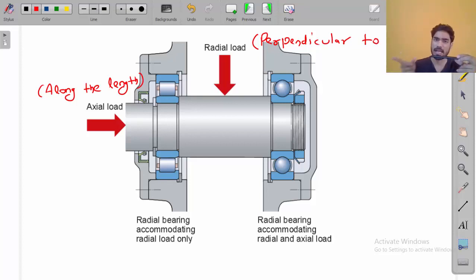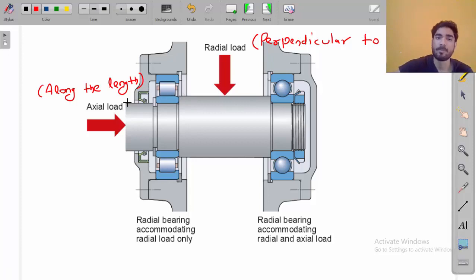Axial load means along the length, in the direction of the length. Radial load means perpendicular to the direction of the length. It can be in the y direction, the z direction, or inclined. Any load perpendicular to the length is known as radial load. Mostly shafts are subjected to radial load, but it is not necessary that they are not subjected to axial load. They are also subjected to axial load, but mostly they are subjected to radial load.